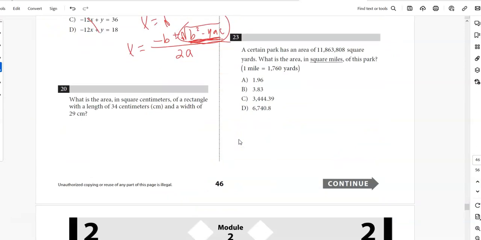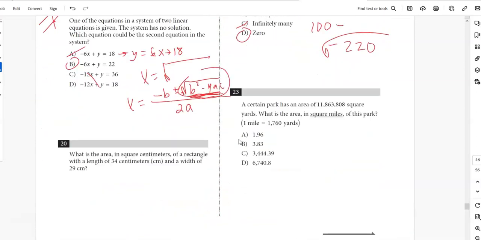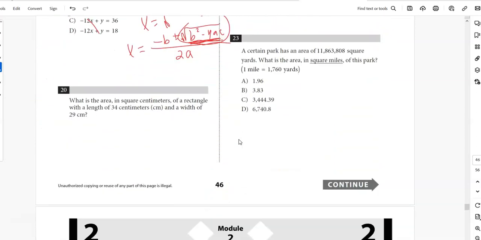Stern Park has an area of 11 million acres. By the way, have you noticed they don't have any problems where they're grouped, where you have a paragraph with some tables and data, and then they ask 3 questions about it? They don't do that here. Not going to happen. What is the area in square miles of this park? So we have to do some conversion.